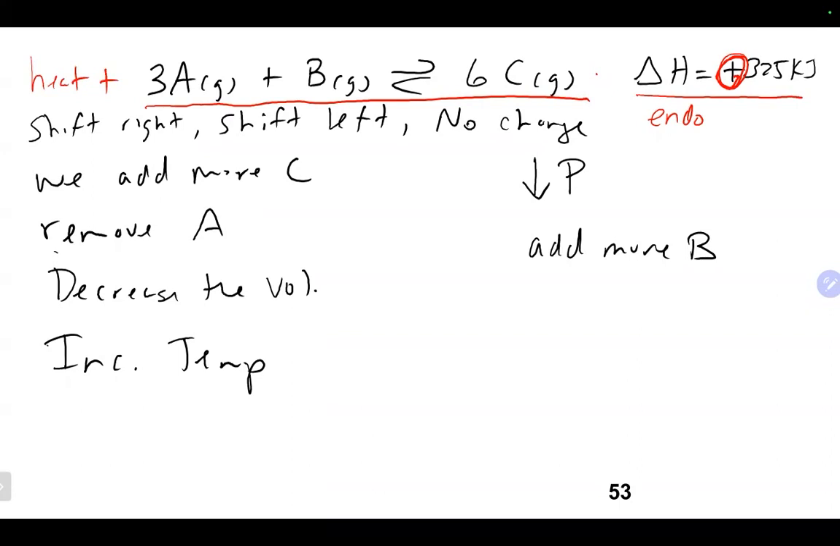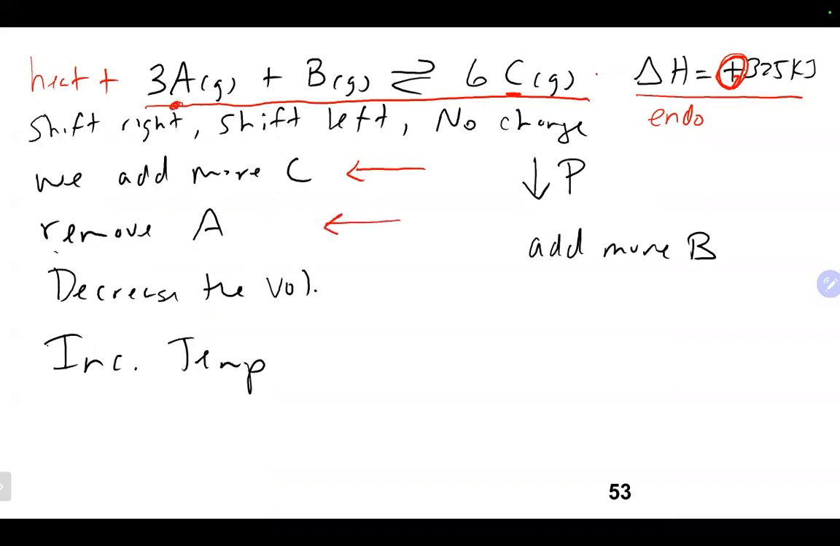We're going to add more C, which means it should shift to the left. Here we are adding on the right-hand side, so it's going to shift away from the side we added it to. If we remove A, what will we end up with? It will also shift to the left. Once again, we always shift towards the side we're removing it from.